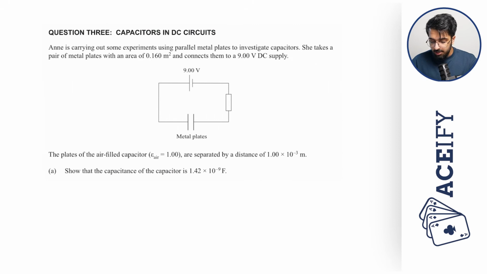Anne is carrying out some experiments using parallel metal plates to investigate capacitors. She takes a pair of metal plates with an area of 0.16 meters squared and connects them to a 9-volt DC power supply. The plates are filled with air and are separated by a distance of 1 times 10 to the negative 3 meters. Show that the capacitance of the capacitor is 1.42 times 10 to the negative 9 farads.